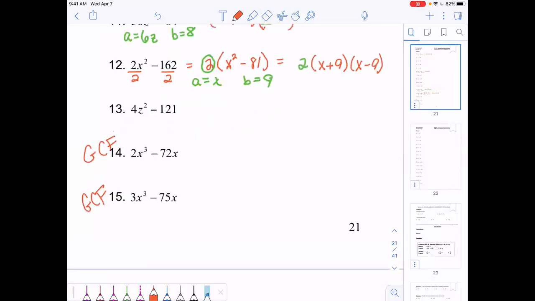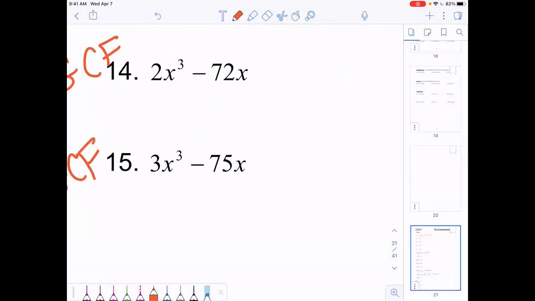Haley, what's the GCF of 2x cubed minus 72x?